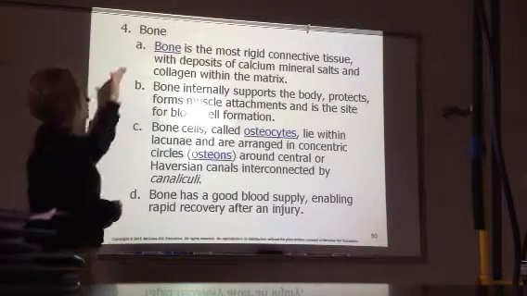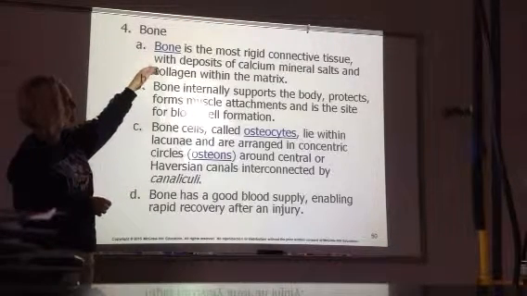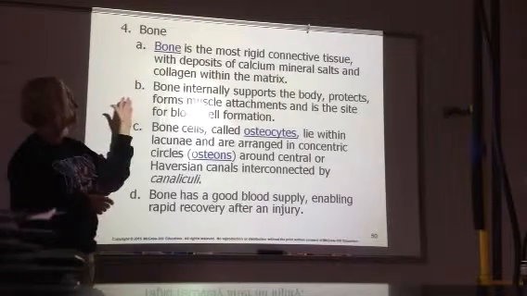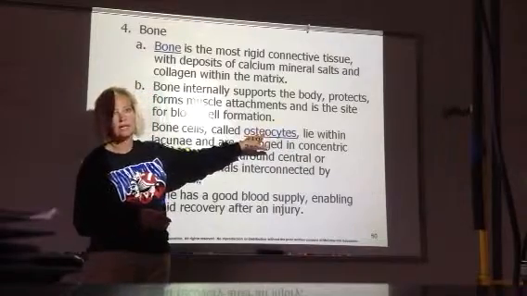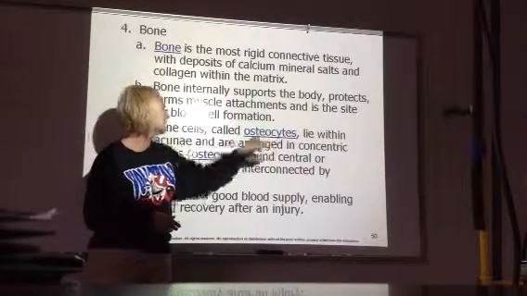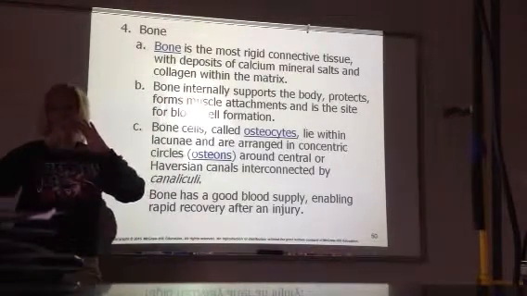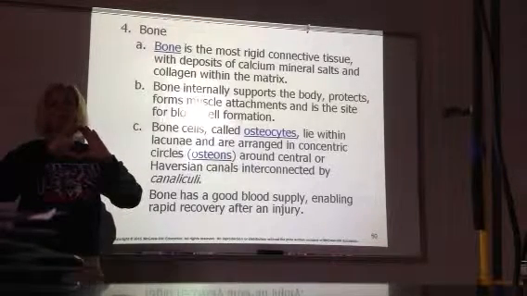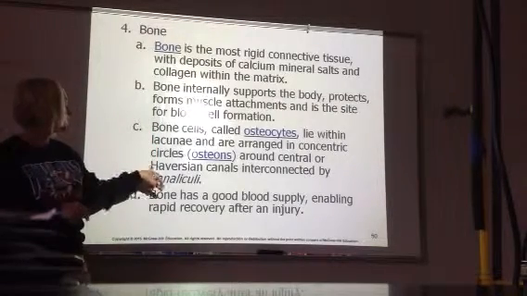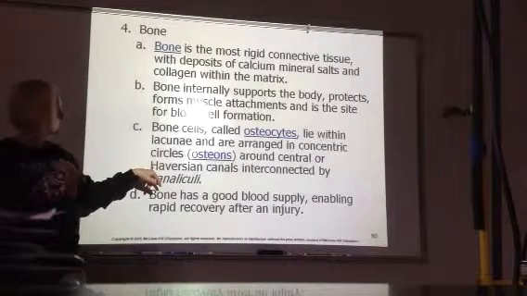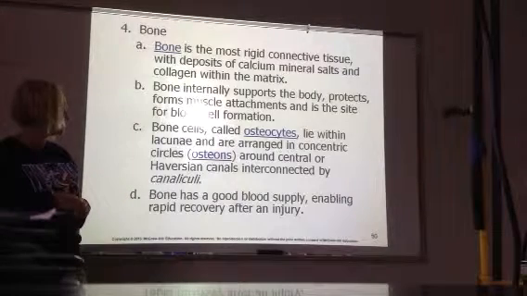Bone is the most rigid connective tissue. Calcium, other minerals that are inside of it, does have collagen also. Supports, protects, that's kind of common sense. Osteocytes, osteo means bone, so bone cells lie within these lacunae again and are concentrated into little circles. So when you look at bone under the microscope, you're going to see little circles all over the place. Haversian canal is the center part of it, and then it's connected by little canaliculi that will run in between.